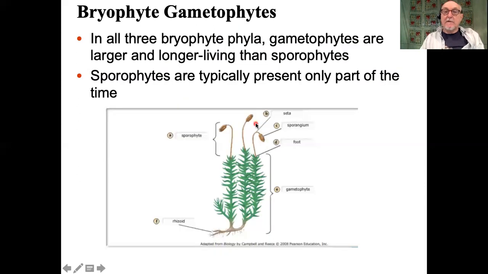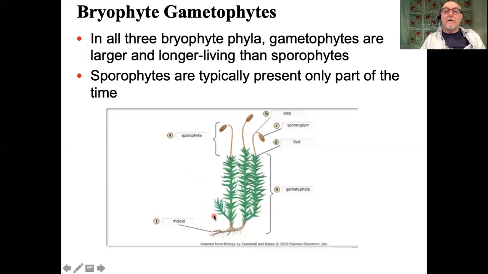Sorry, I need to go back. That's the gametophyte there, and here is the sporophyte there. It has a stalk called the seta. At the end, this club-shaped thing here is the sporangium. That is where meiosis is taking place to produce haploid spores. Those haploid spores are then going to be liberated and form new gametophytes.